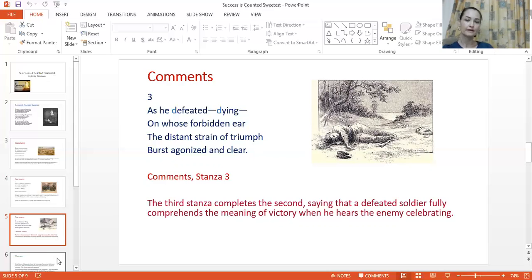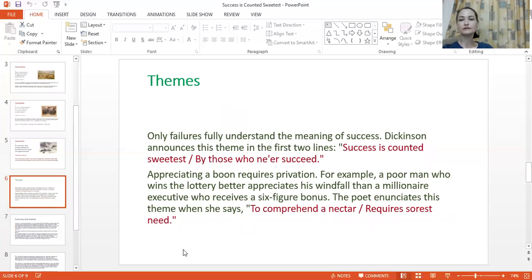Okay? Now, let's look at the themes once again. So only failures fully understand the meaning of success. Dickinson announces this theme in the first two lines. Success is counted sweetest by those who never succeed. Appreciating a boon requires privation. For example, a poor man who wins the lottery better appreciates his windfall than a millionaire executive who receives a six-figure bonus.